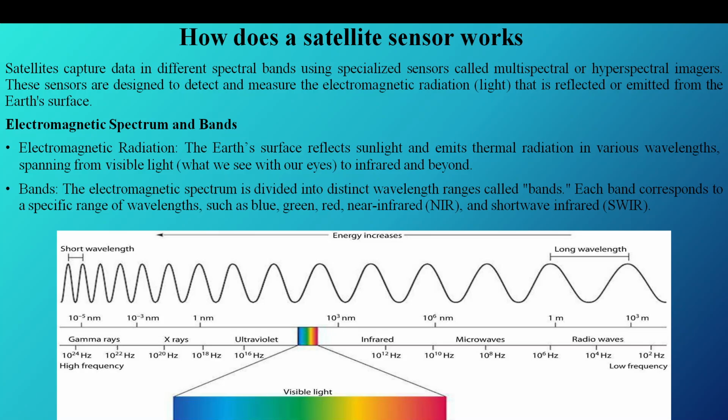So, this highlights the fundamental principle behind satellite remote sensing, which captures electromagnetic radiation in different spectral bands. By using specialized sensors, satellites can provide valuable data for environmental monitoring, resource management, and scientific research. So, understanding the electromagnetic spectrum is essential for interpreting satellite images and extracting meaningful insights for various applications.